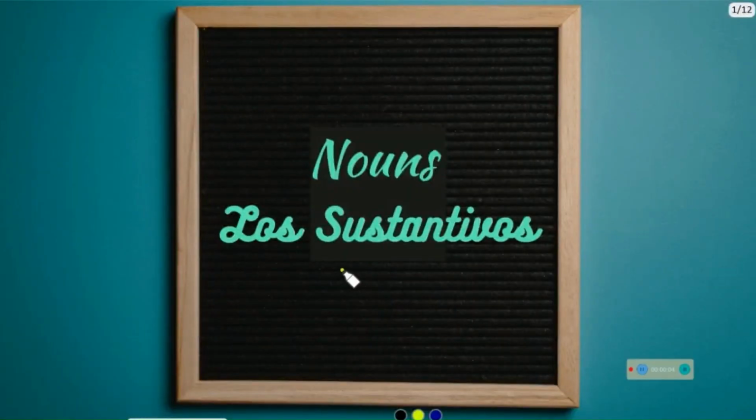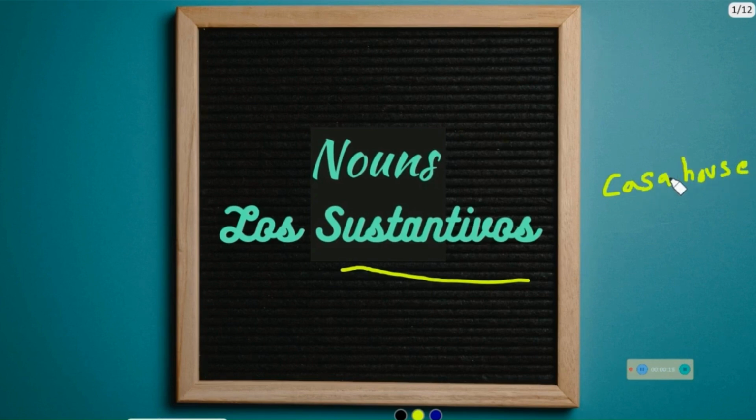Nouns are called los sustantivos in Spanish. A noun is a word that is used to name a person, place, thing, or an idea. For example, casa means house, and perro means dog, and amor means love. These are some of the nouns in Spanish.